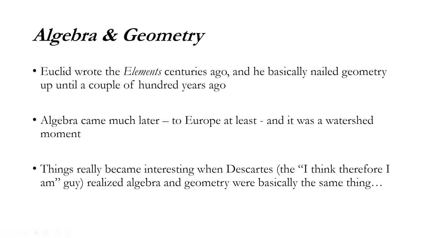In the event, Euclid wrote the Elements centuries ago. He basically nailed geometry, with a few caveats, a couple of hundred years ago. Algebra, though, came much later, to Europe at least, and it was a watershed moment. Things really became interesting when Descartes, the guy who said, "I think, therefore I am," realized that algebra and geometry were basically the same thing.